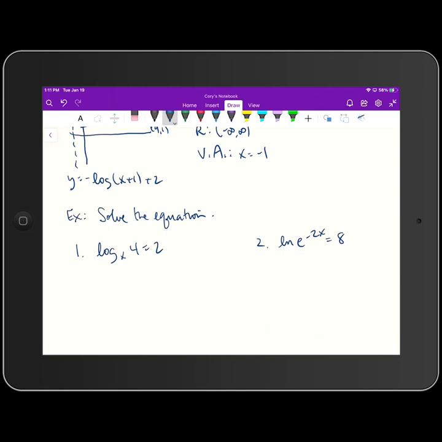Okay, so first equation asks us to solve for x where the log base x of 4 is equal to 2.